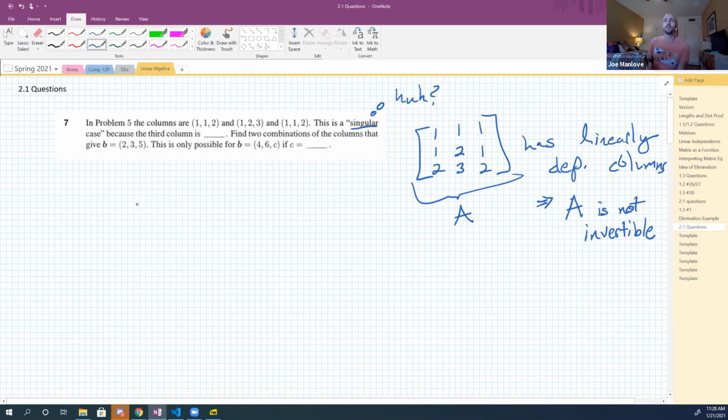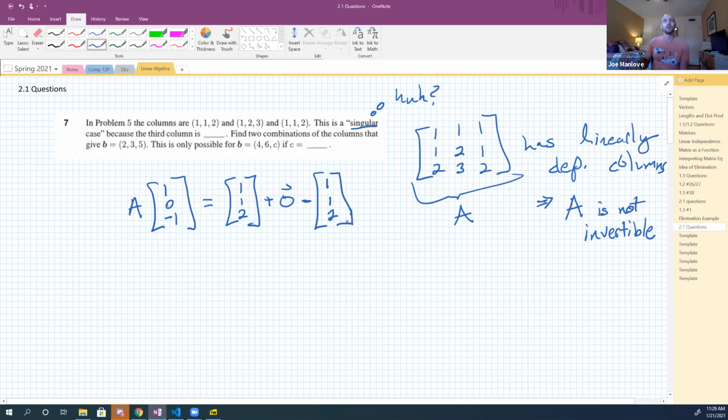Right. So I'm pretty confident that if I take A and multiply it by the vector 1, 0, -1, I'm going to get that first column vector, plus the 0 vector, minus the vector 1, 1, 2, because this -1 is going to be applied to that third column. And this is going to result in the 0 vector, right?